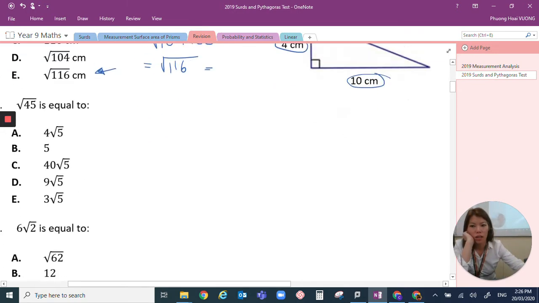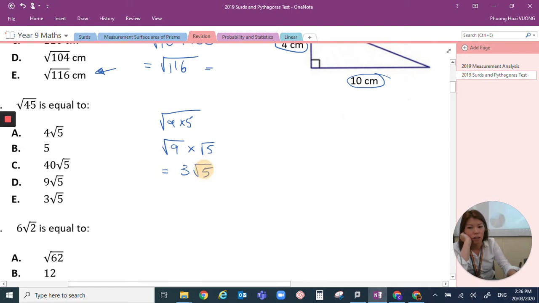Next question. Square root of 45 is equal to 9 times 5. So square root of 9 times square root of 5. What is square root of 9 equal to? 3 times square root of 5. So our answer is E again.